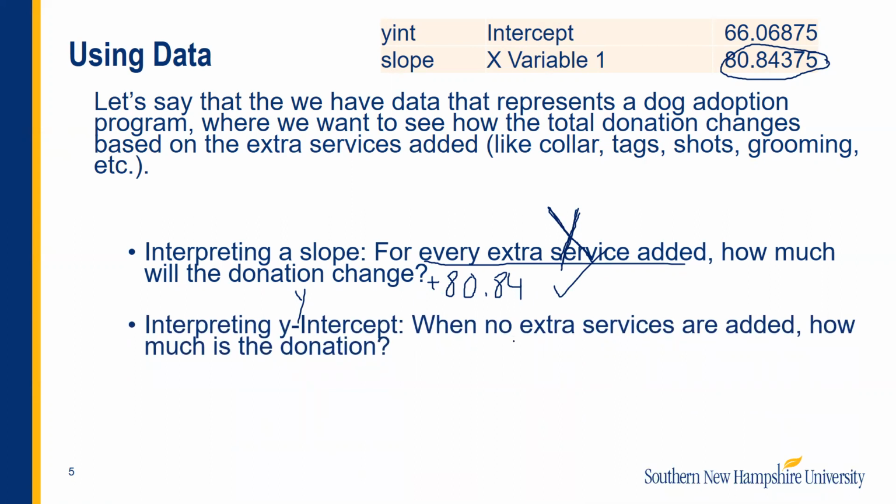Interpreting the Y-intercept. When there are 0 X's added, no extra services, how much is the donation? Well, that's the intercept. The intercept is predicted to be $66.07 if I round. That's how much it's predicted to be when there's 0 extra services. So when X is 0, Y is predicted to be 66.07 because that's what the Y-intercept says.